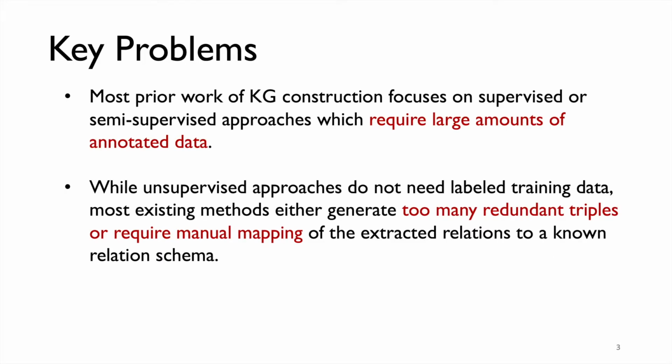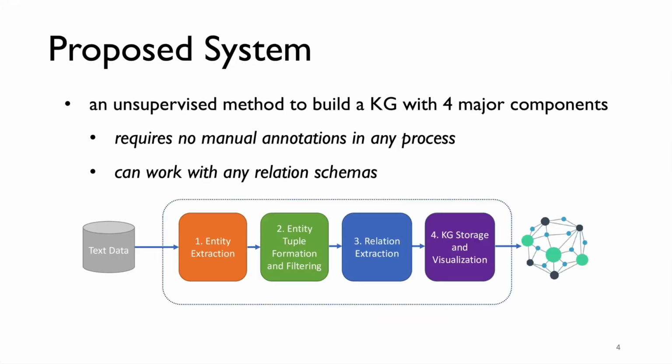There are some key problems in building a KG. For example, supervised or semi-supervised methods require large amounts of annotated data. Some existing unsupervised methods generate too many redundant triples or require manual mapping to a known relation schema. Therefore, we propose an unsupervised method to build a KG with four major components.